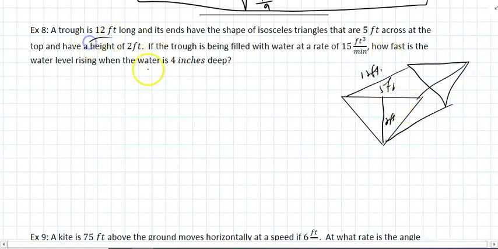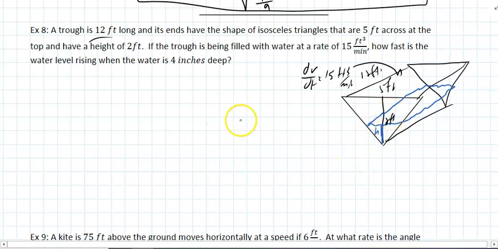Okay, if the trough is being filled with water at a rate of 15 cubic feet per minute, that's how much you're pouring water in. How fast is the water level rising? If I call this water height h, what does dh/dt equal when h equals 4 inches? Well, it's in feet, it's really 1/3 of a foot high.